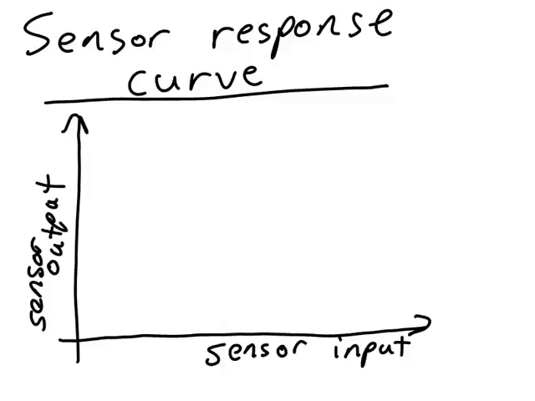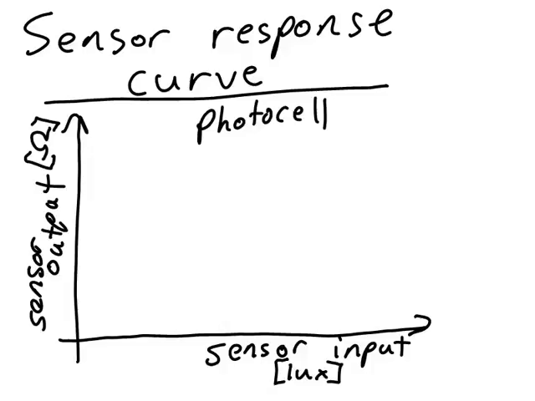Remember that a sensor is a device that converts a physical input to an electrical output. For example, with our photocells, the input is light intensity, such as lux. The sensor output for a photocell is resistance. It's measured in ohms. In order to get the sensor response curve, we have to test the sensor to see what its output is for any given input. The response curve might look something like this.